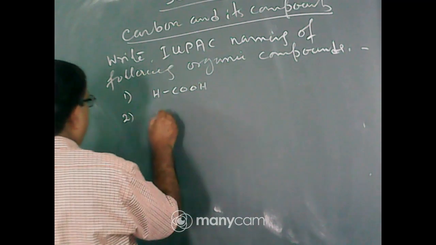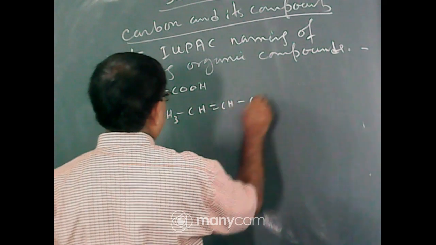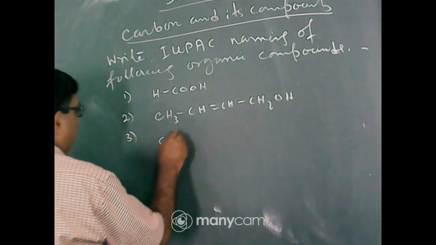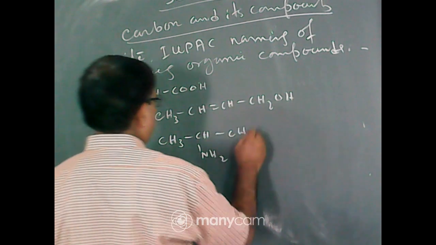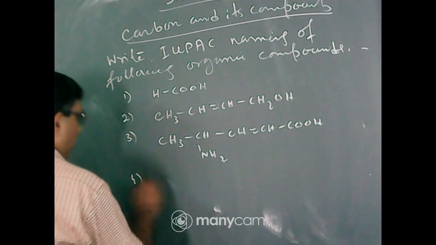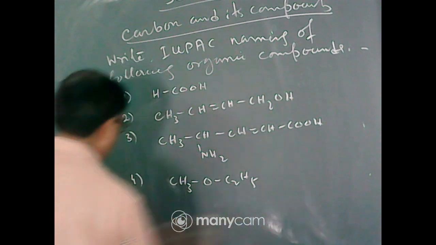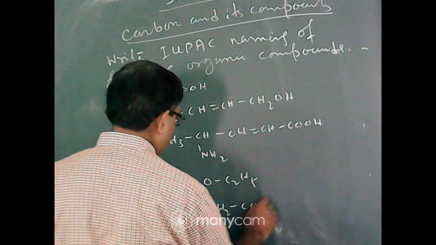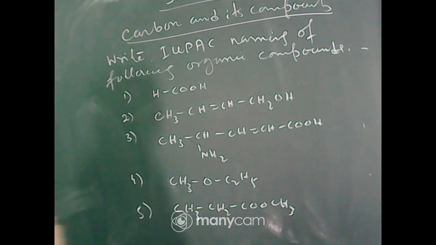Number 1, HCOOH. Number 2, CH3, CH double bond CH, CH2OH. Number 3, CH3, CH, NH2, CH double bond CH, COOH. Number 4, CH3O, C2H5. Number 5, CH3, CH2, COO, CH3. Write their IUPAC naming of the compound.